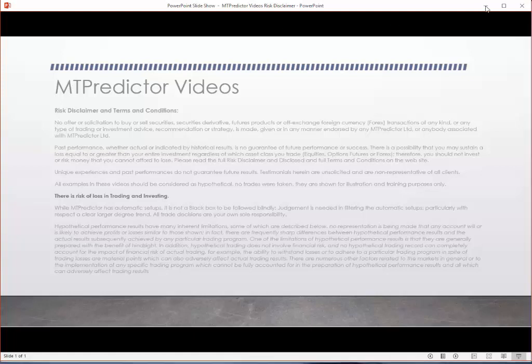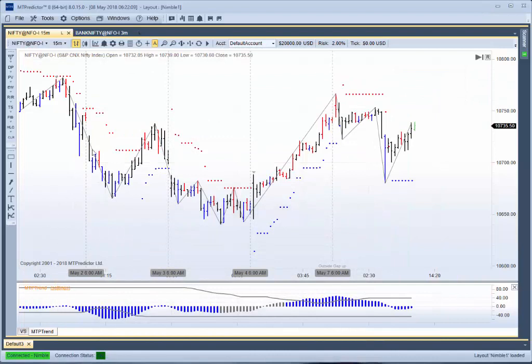Right, let's have a look at the chart. The market I want to look at today is the Nifty over there in India, and just show you how we approach our analysis with MTPredictor. We do a multi-time frame analysis approach where we look to the higher time frame chart for the larger degree support and resistance zones, and then we look to the shorter time frame chart for the actual trade setups.